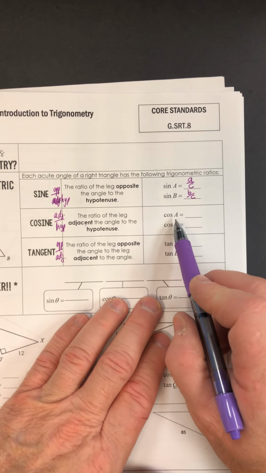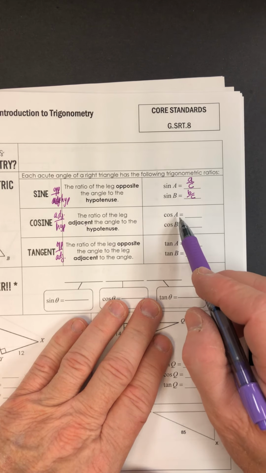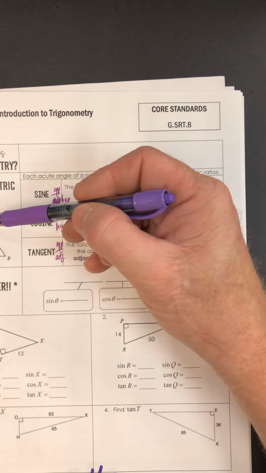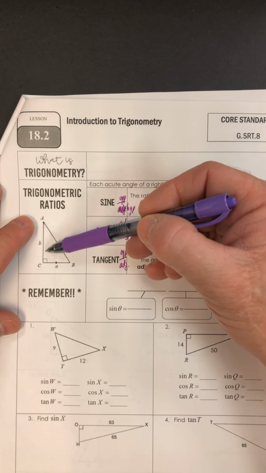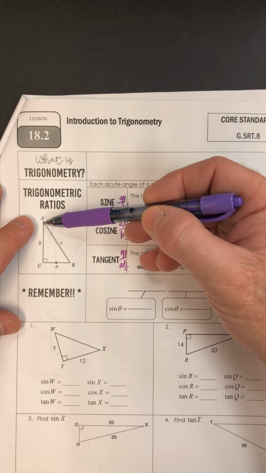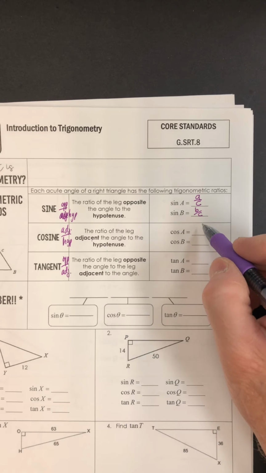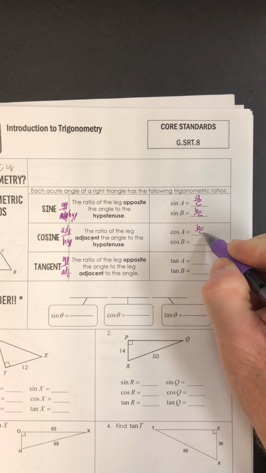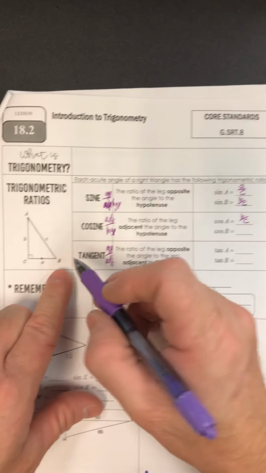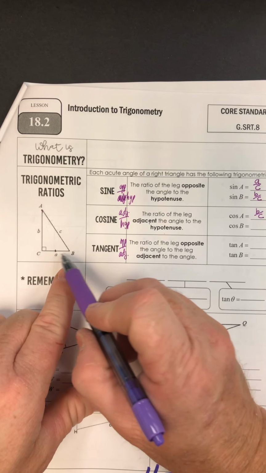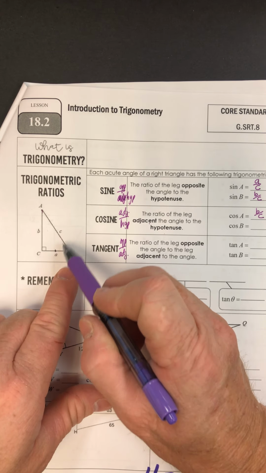Now let's go to cosine. Cosine is adjacent over hypotenuse. Cosine of A, so go to angle A. Adjacent would be this one, side B here. So adjacent over hypotenuse would be B over C. Then cosine of B, so now we go to the B angle. Adjacent would be this side right here, adjacent over hypotenuse, so A over C.